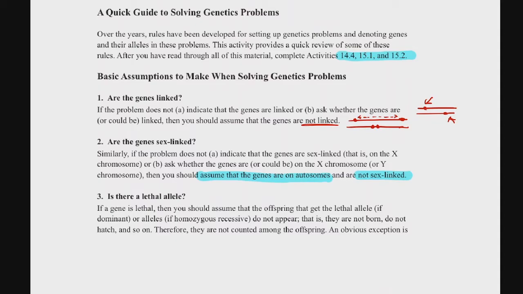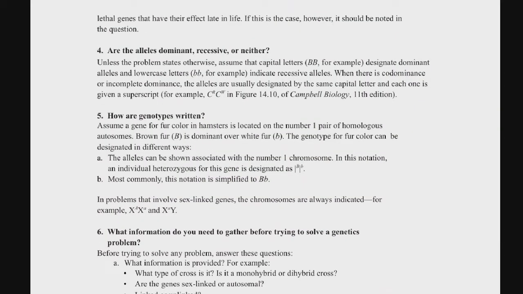If it is lethal, then the offspring that gets the lethal allele does not appear, meaning they don't survive. If it's lethal, that usually means they can't survive if they are given that. Okay, awesome. It's also important to state that there are certain exceptions where this can happen later in life, but once again, exceptions are always stated.